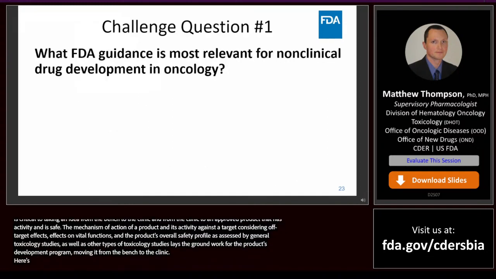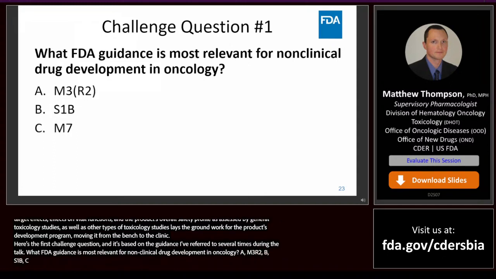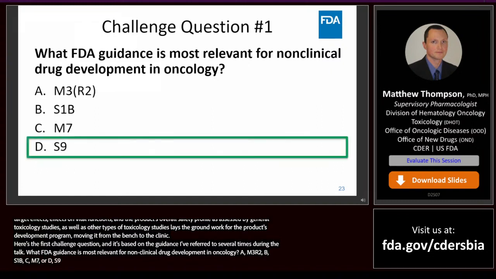Here's the first challenge question, and it's based on a guidance I've referred to several times during the talk. What FDA guidance is most relevant for non-clinical drug development in oncology? A, M3R2, B, S1B, C, M7, or D, S9? The answer is S9.